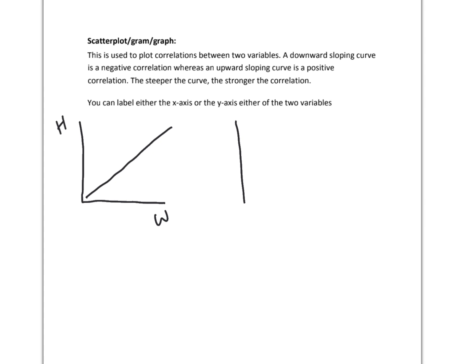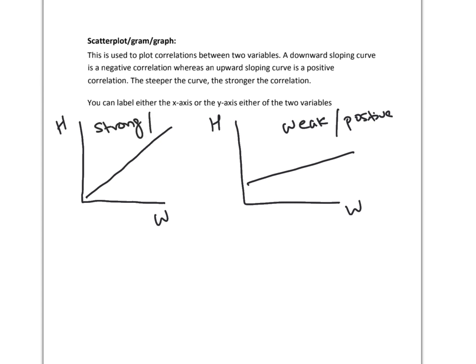So if height and weight were, let's say, to have a curve such as this, it is still upward sloping, but it is not as steep. It's slightly flatter. It is almost horizontal to the x-axis. So this would be an example of a weak positive correlation. So it is positive because it's upward sloping, but it's a weak one. The first one is an example of a strong positive correlation.